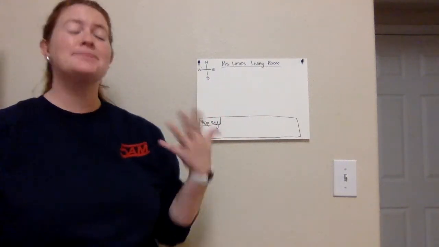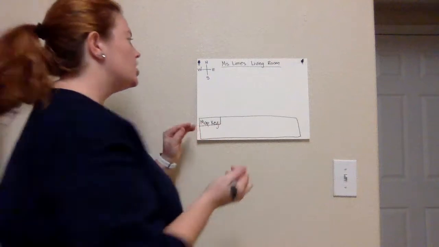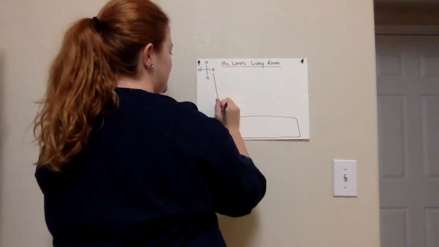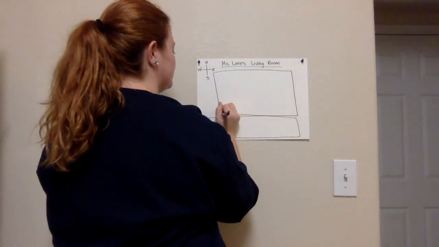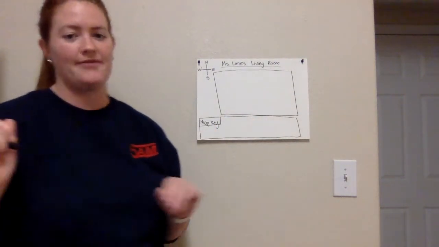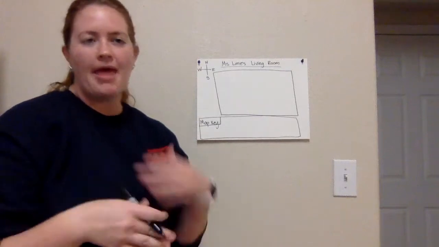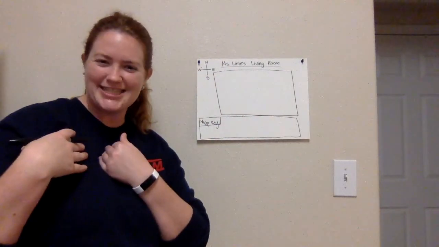Now, I'm almost done. My living room is basically a giant rectangle. So I'm going to add a rectangle right here. And in this rectangle is where I'm going to draw my living room. My lines touched a little bit. That's okay. Am I trying my best?